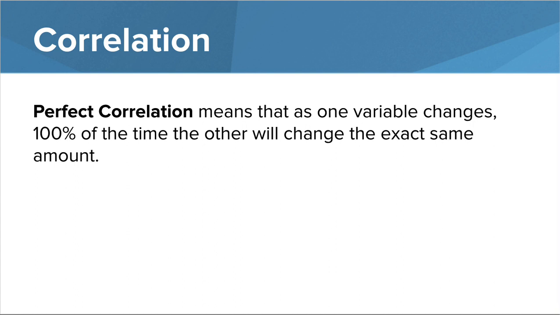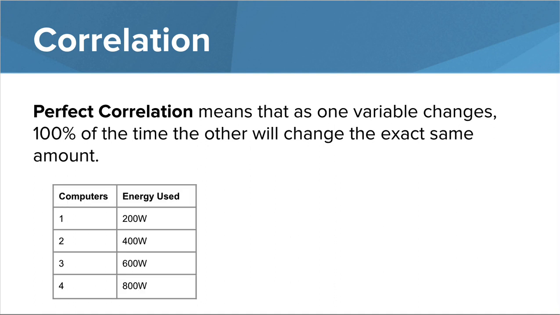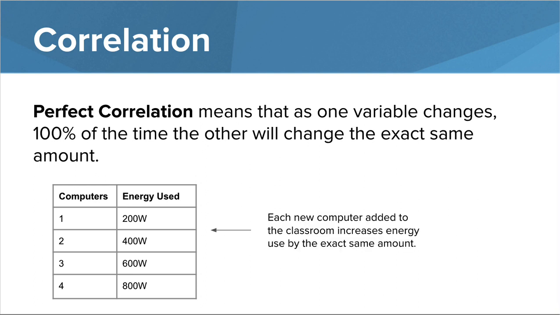So what exactly does a perfect correlation mean? Perfect correlation means that as one variable changes 100% of the time, the other variable will change the exact same amount. Let's look at an example. Here we have a data set that shows the number of computers compared to the amount of energy that each computer uses. As we can see, the data follows a distinct pattern. As a new computer is added to the system, the amount of energy that is being used is increased by 200 watts. Each time we add a computer, the same amount of energy is being used.